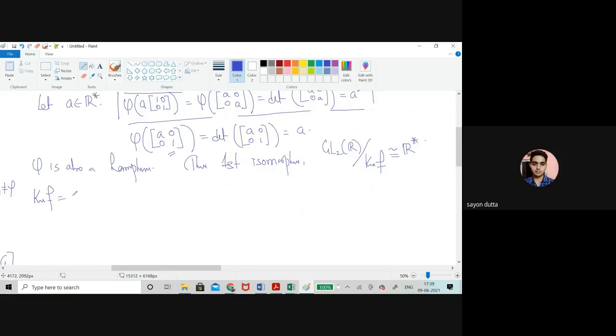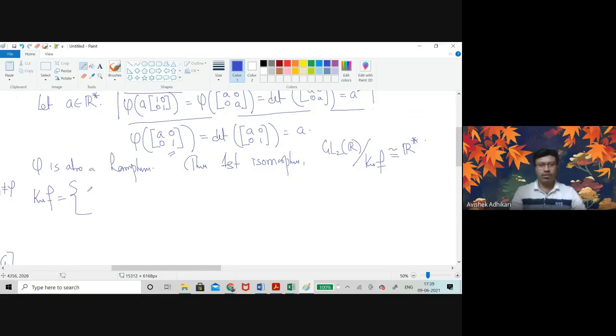SL2, very good. So the kernel is all such A belonging to GL2R such that phi of A, that is the determinant of A, should be the identity element of R star. And what is the identity element of R star? That is nothing but 1. So all such 2 by 2 real matrices whose determinant value is 1, and that is nothing but SL2R.